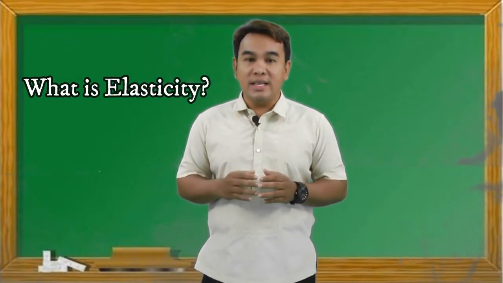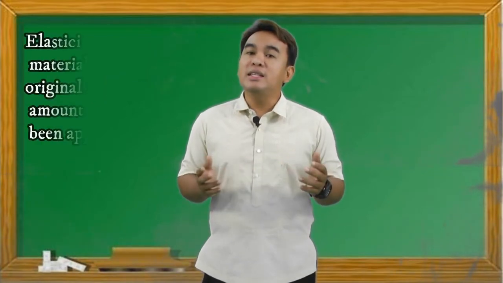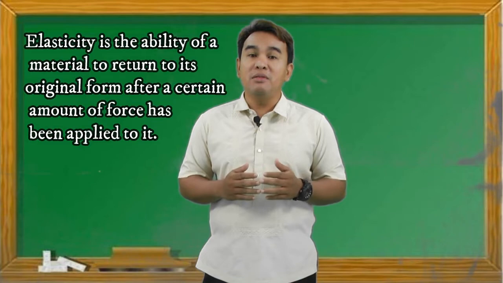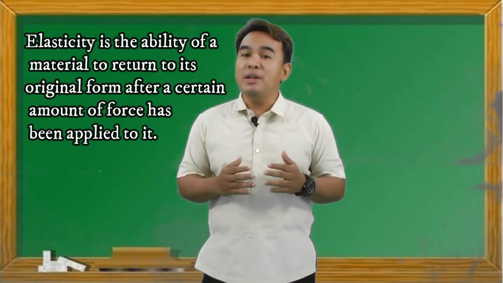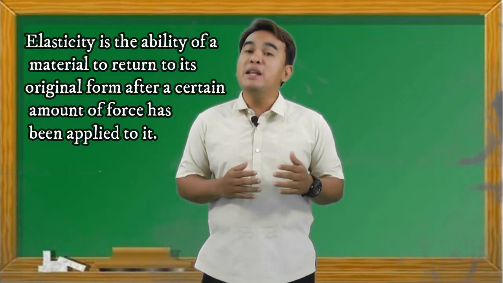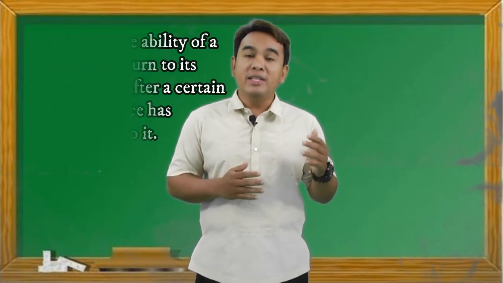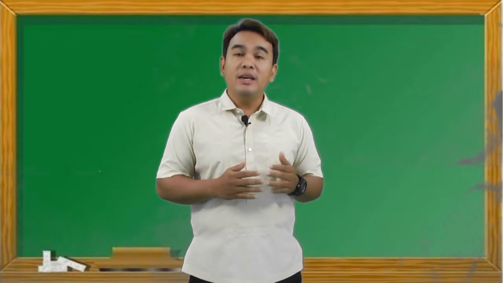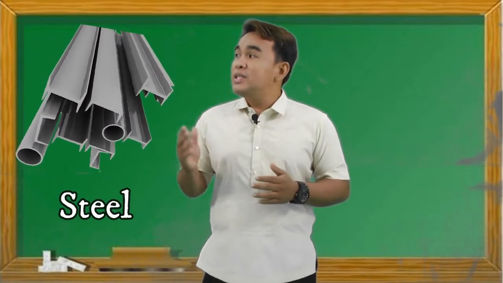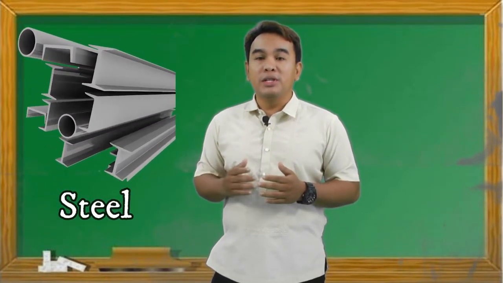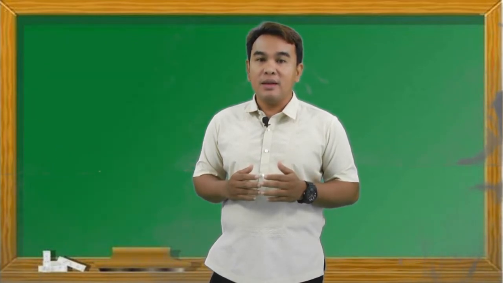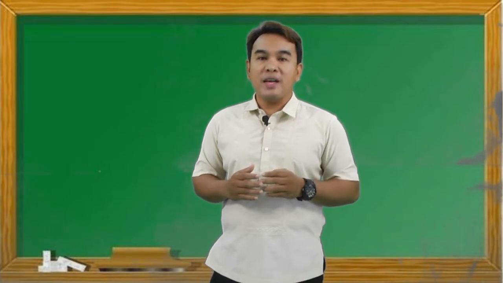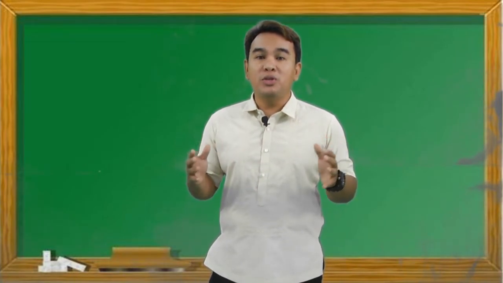What is elasticity? Elasticity is the ability of a material to return to its original form after a certain amount of force has been applied to it. An example of an elastic material is steel. Steel has the ability to return to its original shape after it has been bent. Sound travels faster within more elastic objects.